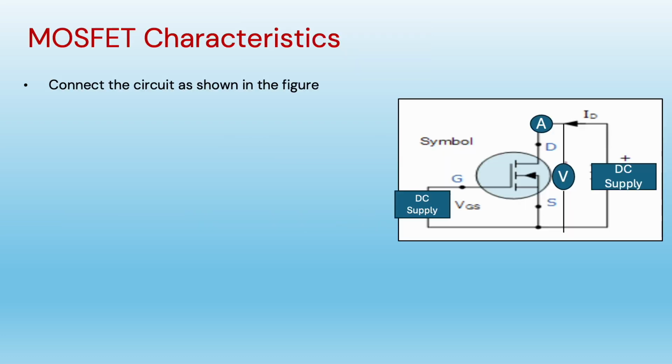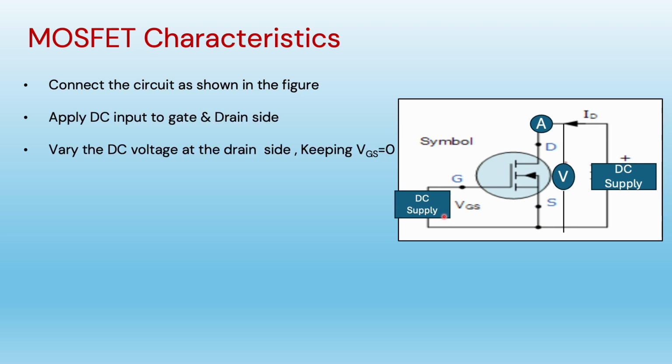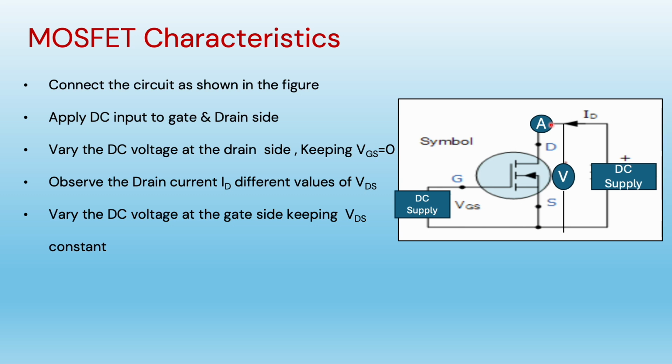In MOSFET, we are using enhancement type MOSFET here. So, we have to connect the circuit as shown. We connect DC supply to gate side as well as the drain side, and we will observe the drain current and drain to source voltage. First of all, we will keep VGS 0 and we will vary the drain to source voltage and observe the current flowing through the circuit, that is the drain current.